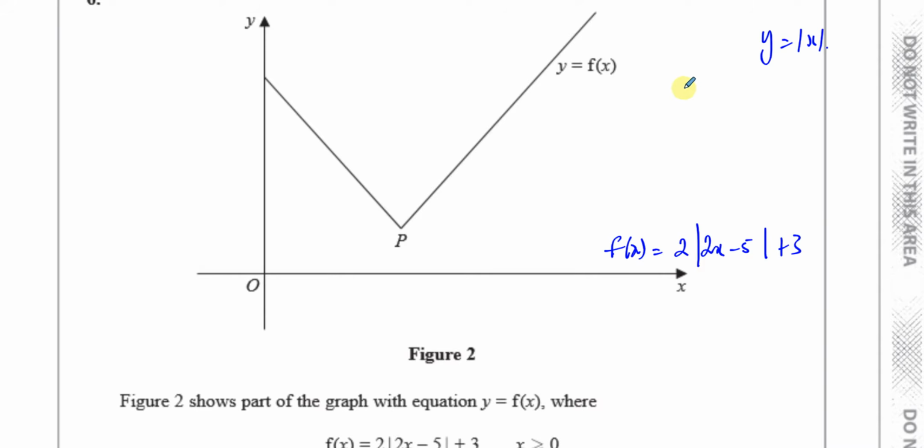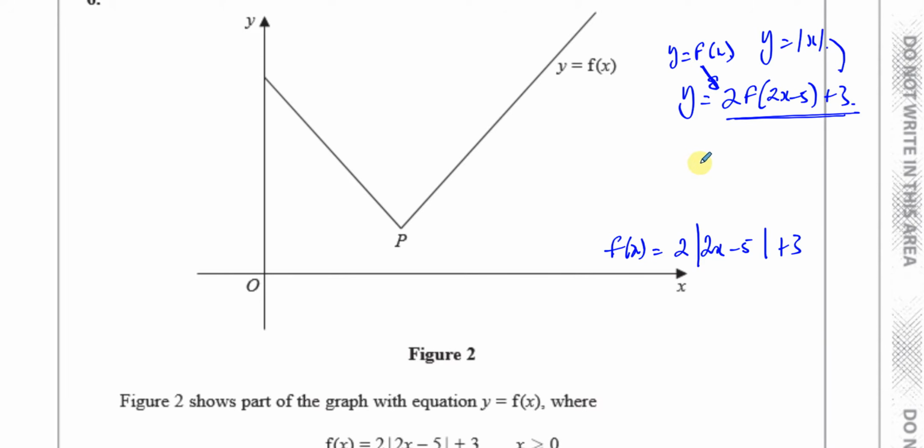You can think of this as y equals 2 times the modulus of 2x minus 5, plus 3. So you think about what transformations take place from the original function to there. You could talk about the horizontal transformations first, and then the vertical transformations, and you end up with P where it's supposed to be. That's maybe kind of complicated for this one.